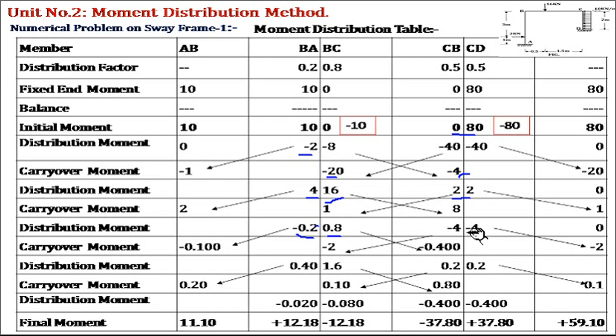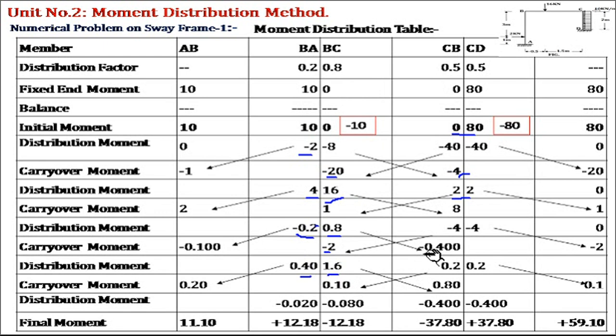Now here it is minus 4. So half of it will be carried to member CB from CB to BC, and from CD half of it will be carried to DC. Now here the moment is minus 2, so the correcting moment will be plus 2. So 2 into 0.8, the value will be 1.6. 2 into 0.2, the value will be 0.4.